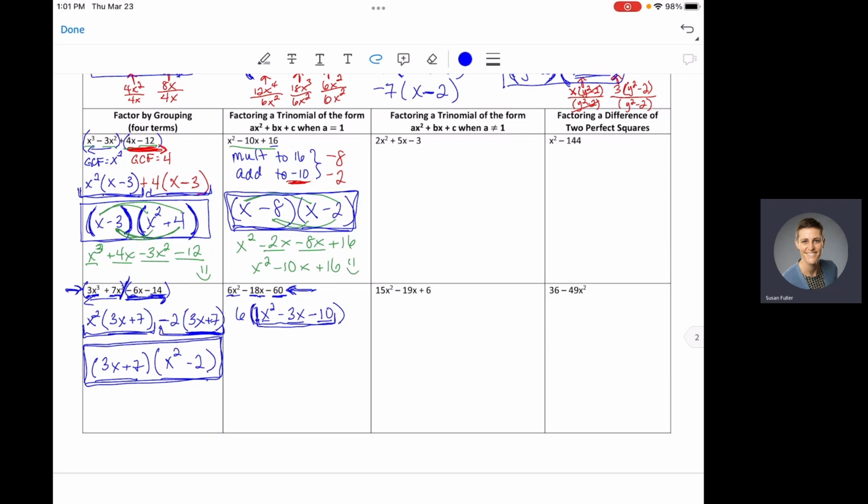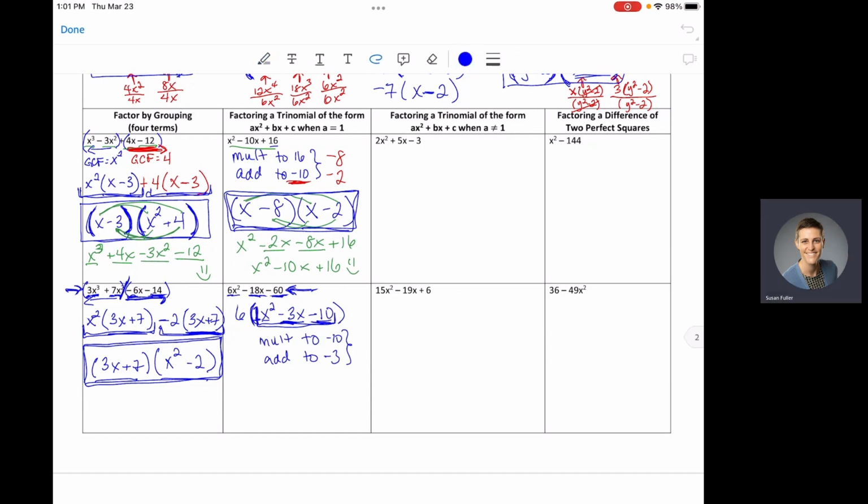So to do that, we are going to look for two numbers that multiply to our C value. Our C value here is negative 10. And those same two numbers have to add to our B value. Our B value here is negative 3. So I'm looking for two numbers that multiply to negative 10, and they have to add to negative 3.